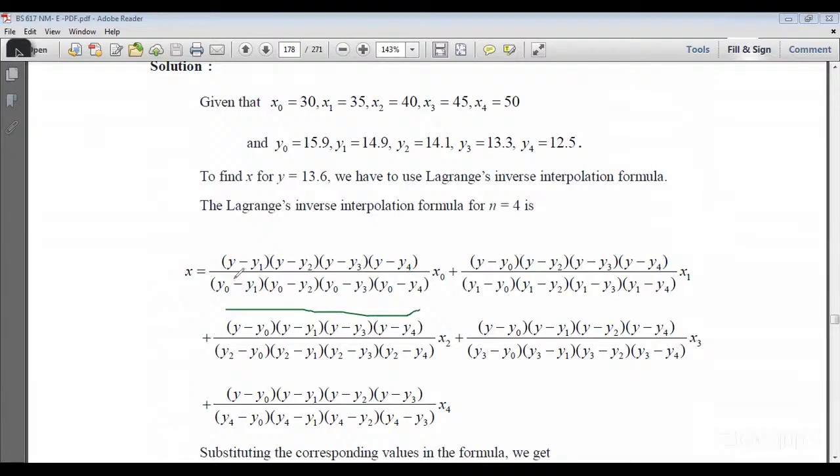This is for y0. Taking the second one, y1 minus y0, y1 minus y2, and so on, then the third one for y2, with y2 minus y0, y2 minus y1, y2 minus y3, y2 minus y4, and the last y3 and y4. The numerator in the first term is y minus y1, y minus y2, y minus y3, y minus y4, into x0. Then y minus y0, y minus y2, y minus y3, y minus y4, into x1.